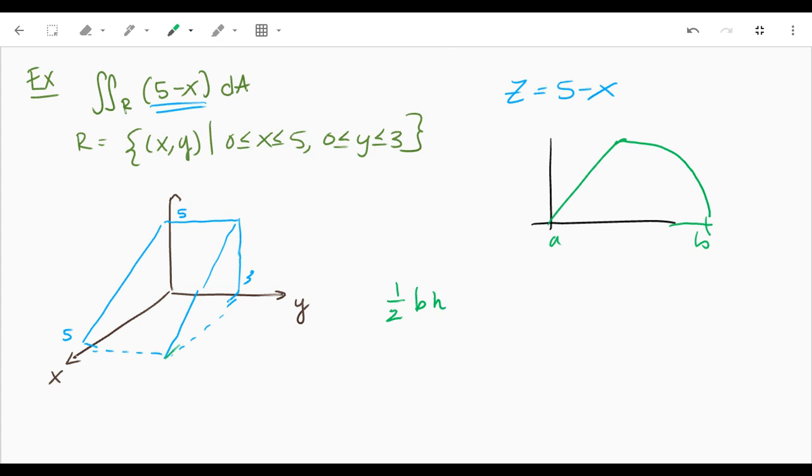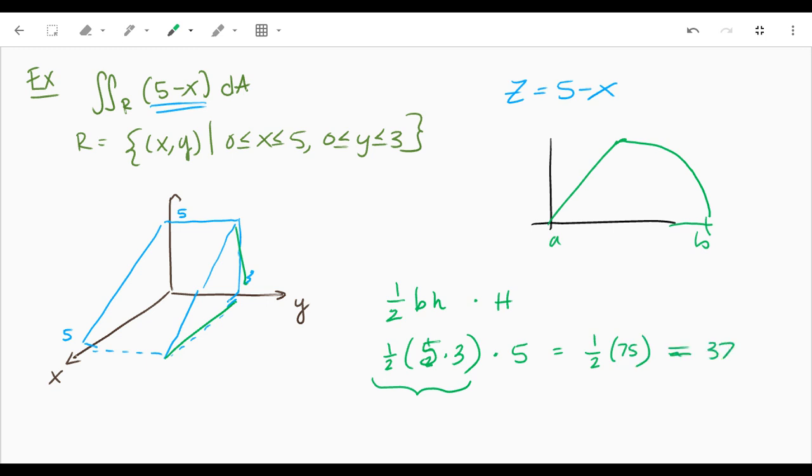Okay, so the area of the base would be 1/2 times 5 times 3. Okay, there's your area of the base. And then the height of the whole thing is 5. Okay, so we'd have 1/2 of 75, or 37.5. Okay. All right.